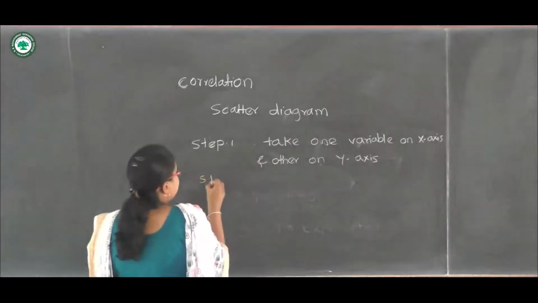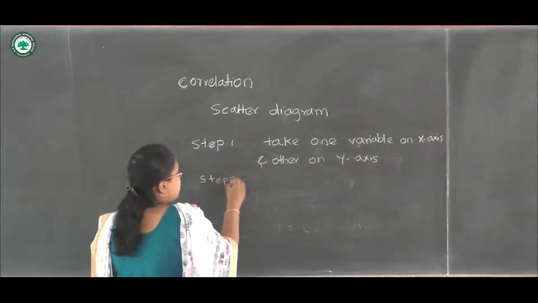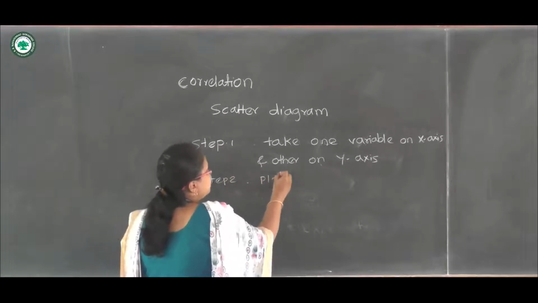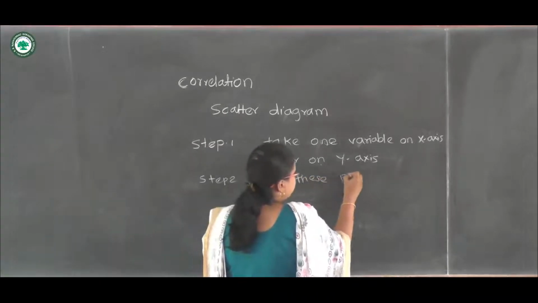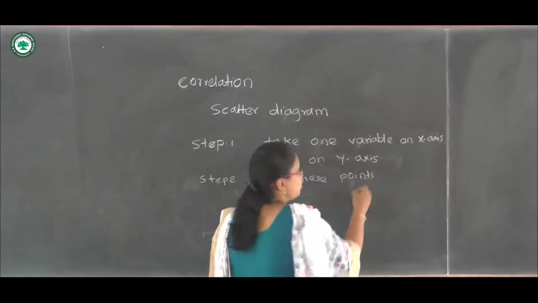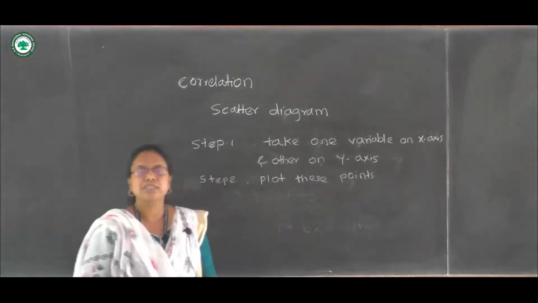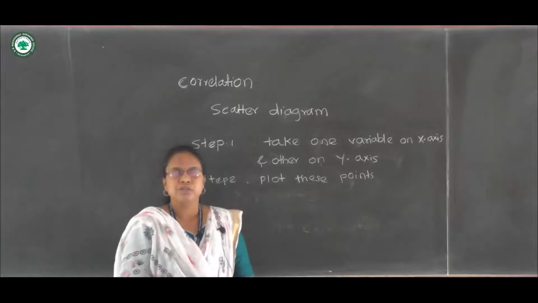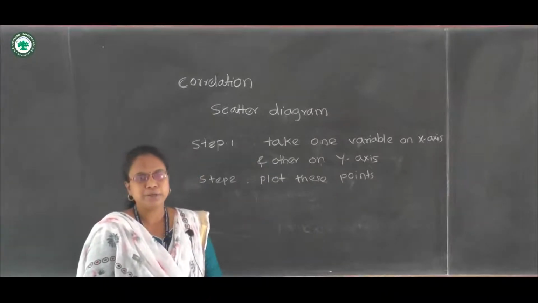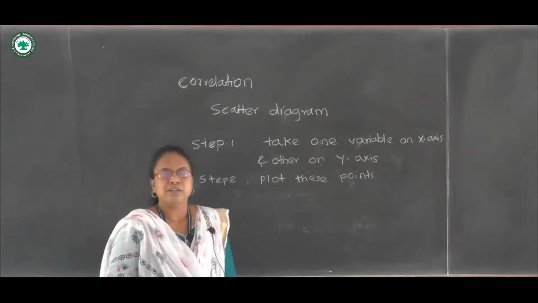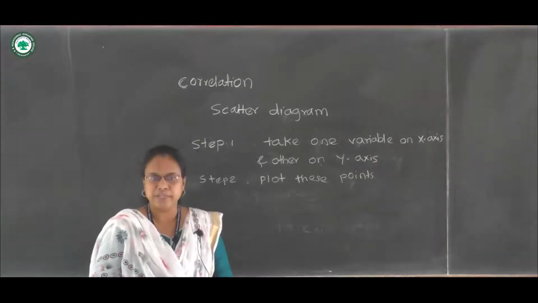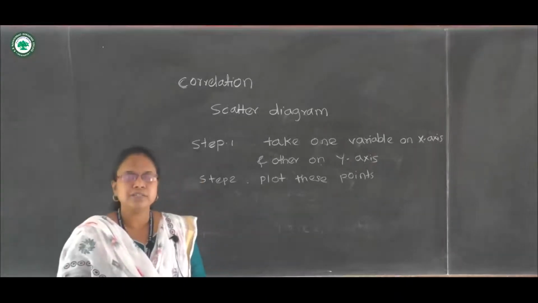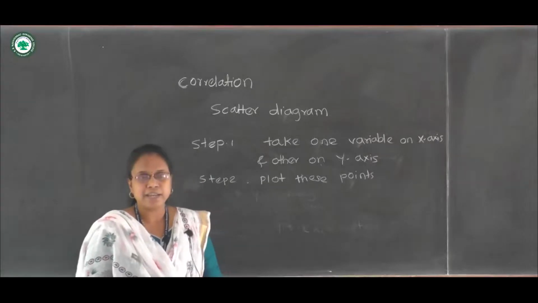Then the next step is to plot these points, which will give us the scatter diagram. Note that this is only a judgment method and we cannot get any numeric relation between the two variables. So let us see some scatter diagrams.